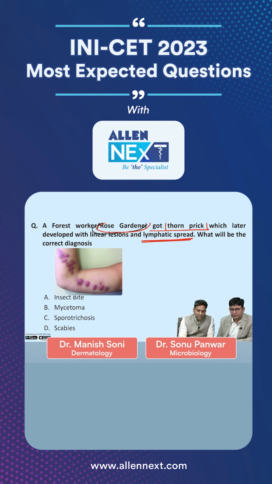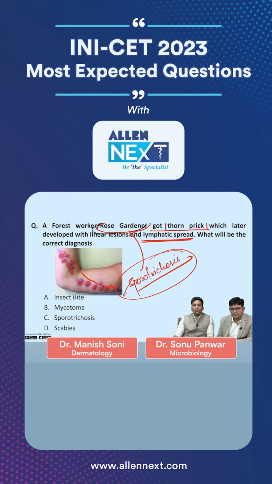And that is what you can see in the image: what happened to the patient? A thorn prick happened, and after that a nodule developed, then another nodule, then another, and these linear rows of nodules start developing. Such a linear row of nodules is seen in sporotrichosis, which is also known as rose gardener's disease. Now remember that sporotrichosis can be of multiple types.